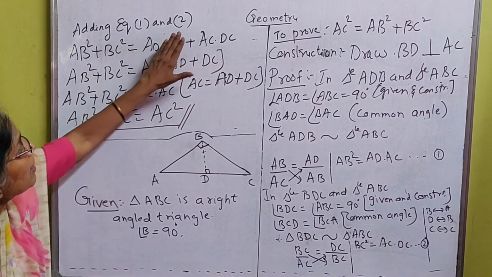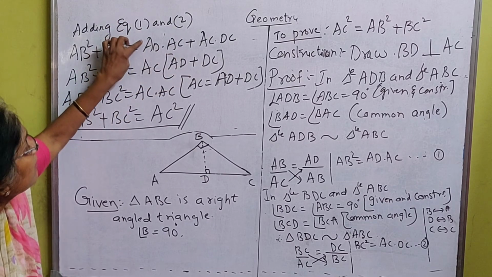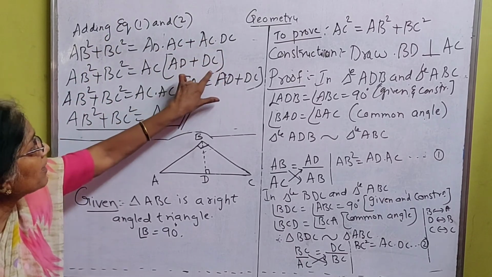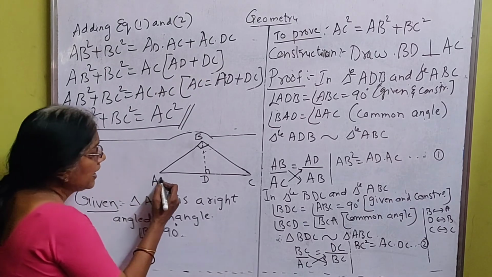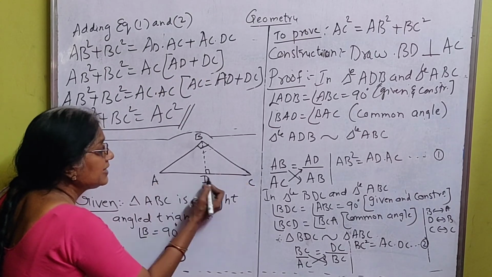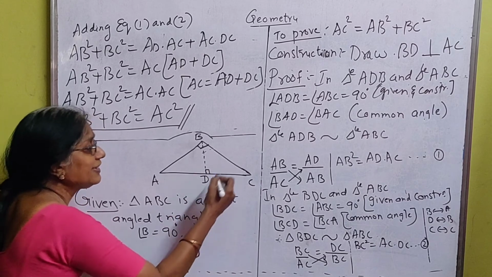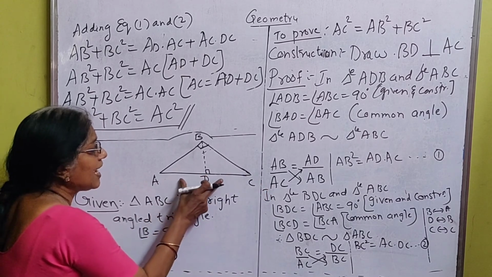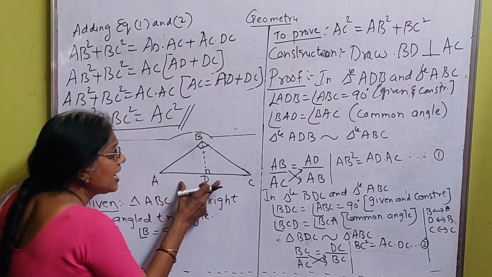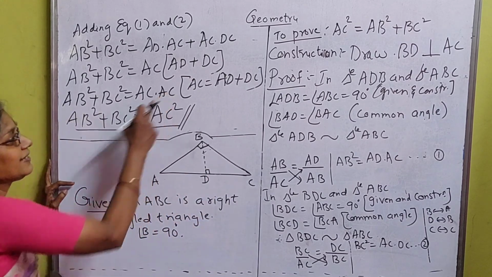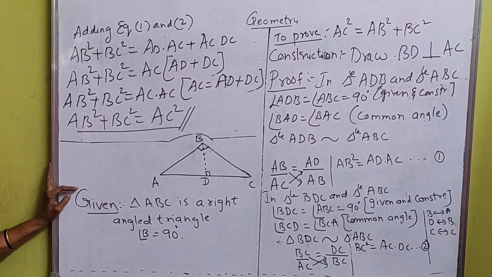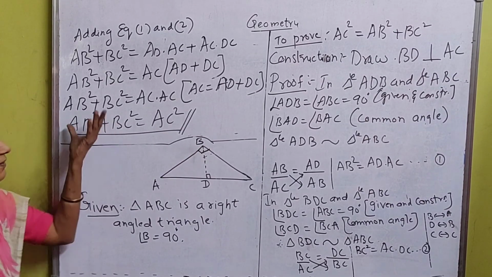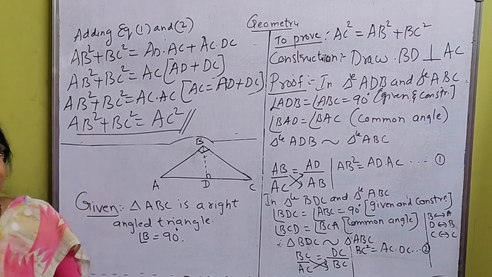So I took AC common. If I take AC common, AD will be remaining, and DC will be remaining. So AD plus DC. In the figure you see AD is a part of AC and DC is a part of AC. Means AD and DC both are line segments of AC. If we add these two, we will get AC. So AC into AC. What is AC into AC? It is AC square. Hence your theorem is proved that AB square plus BC square is equal to AC square.